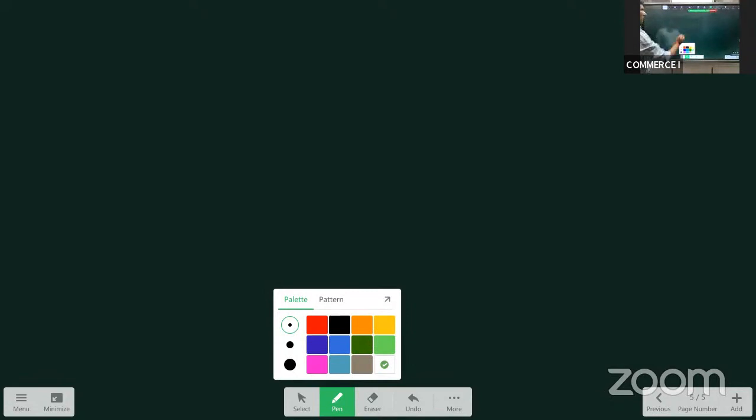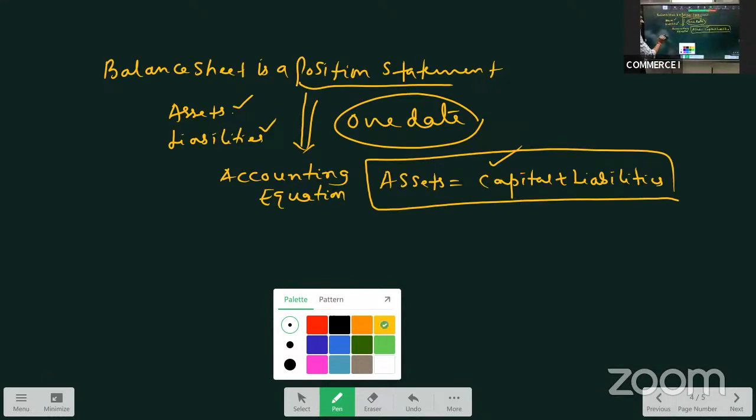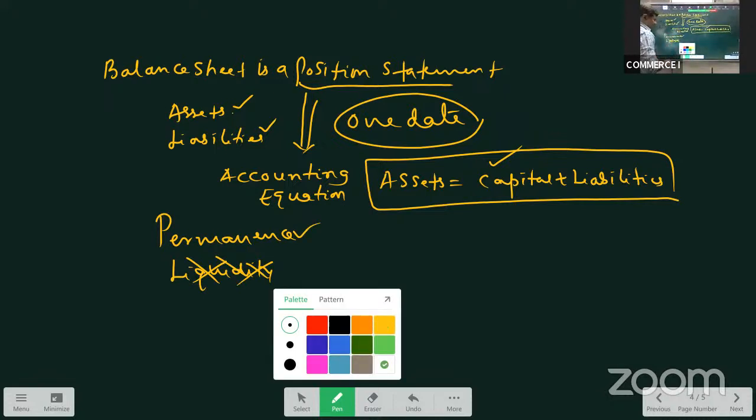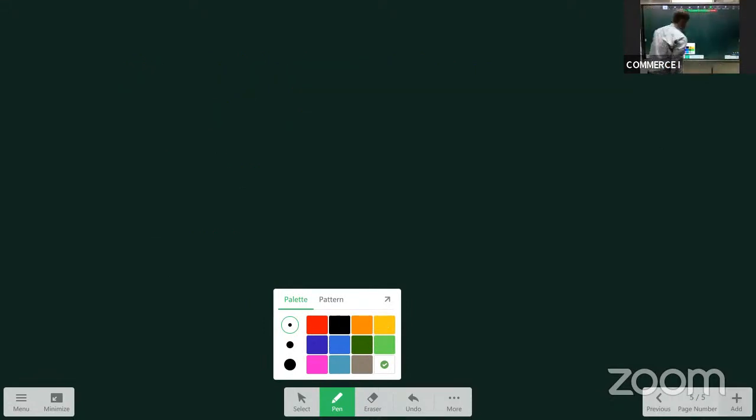Let us see how a balance sheet looks like. Balance sheet can be prepared in two methods. One is called permanence method. The other one is called liquidity method. We will be following permanence method. How does a balance sheet look like?